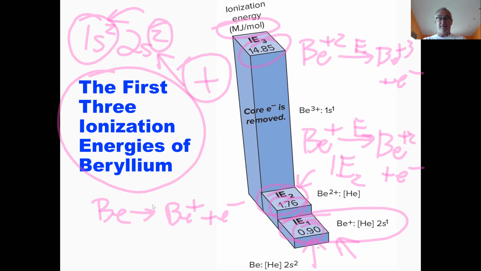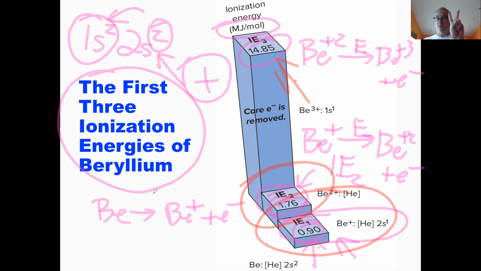And so we can see just by the amount of energy required to get those electrons that beryllium has 2 valence electrons that are relatively easy to take. And then the next one is a core electron. So we can easily see that beryllium has 2 valence electrons and 2 core electrons, just like we would predict from its electron configuration. Any questions about the logic of how this works?